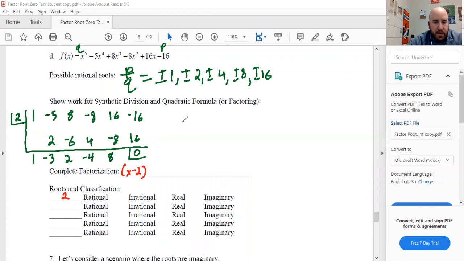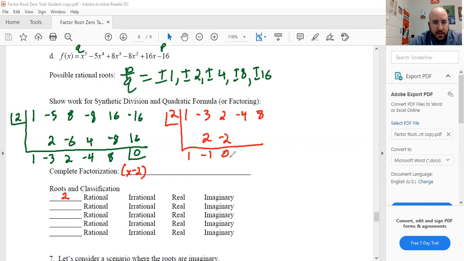1, -3, 2, -4, 8. Take those. Keep going. 1, -3, 2, -4, 8. L box, gonna use 2 again. Drop the 1, 1 times 2, 2. -3 and 2, -1. -1 times 2, -2. 2 minus 2 is 0.